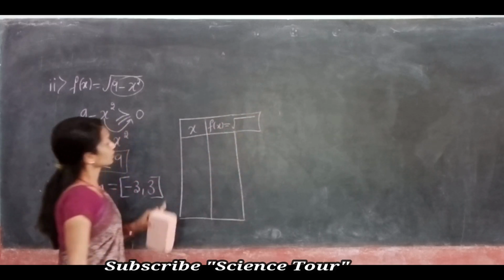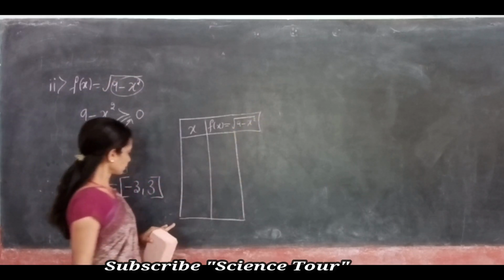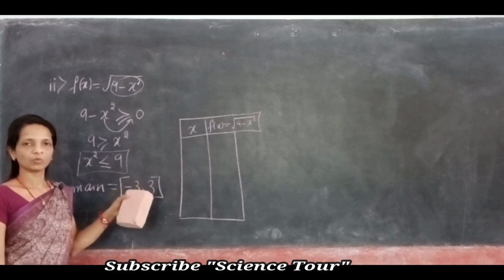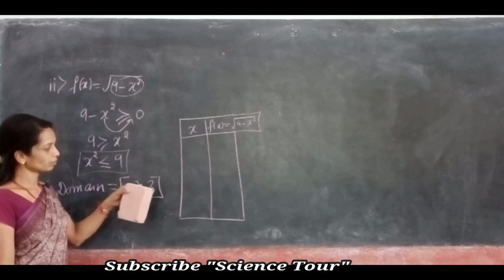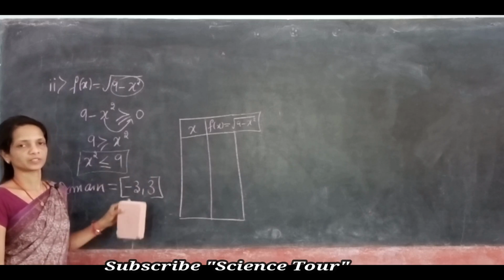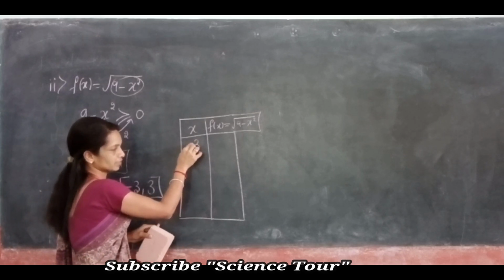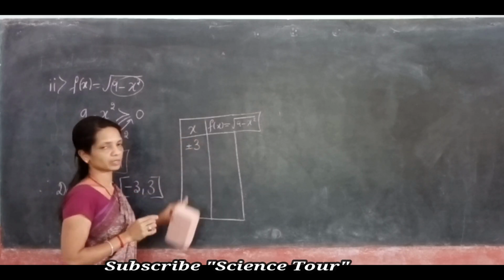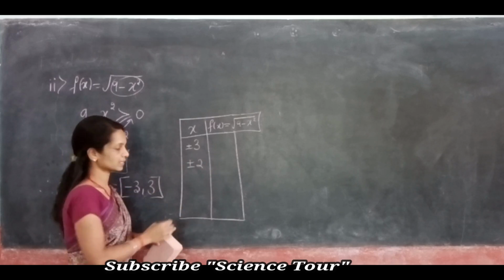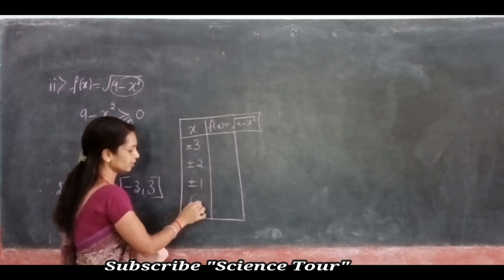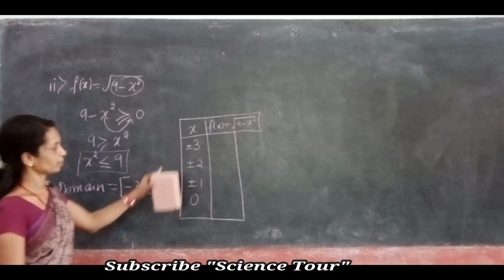And what is f of x given to us? That is square root of 9 minus x square. So now you understood what are all possible values of x we can take: from minus 3 to 3, any real numbers including minus 3 and 3. Since the squares of 3 and minus 3 are the same, I will take them together, plus or minus 3, and plus or minus 2 together because the square is the same, plus or minus 1 and 0.